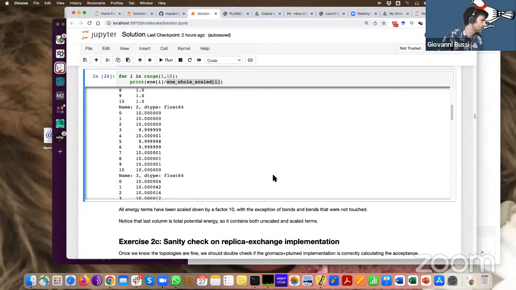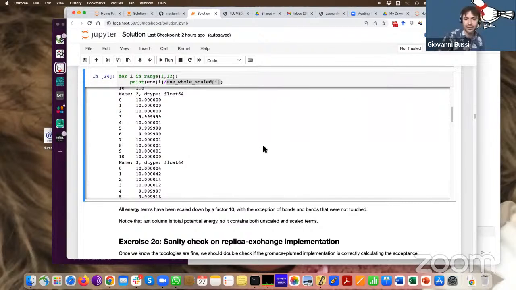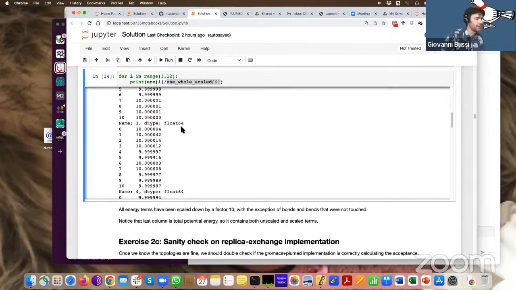And then I have torsions and other 1-4 interactions and so on. I don't remember which order exactly. You see all of them are very close to 1. That's fine. These mistakes are not important. They are numerical errors that are fine.